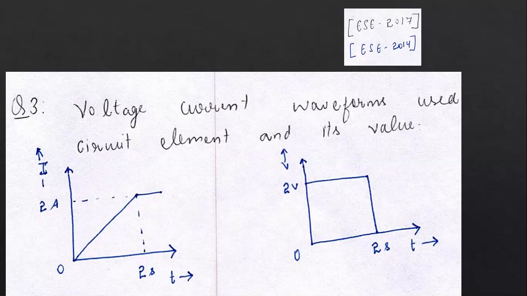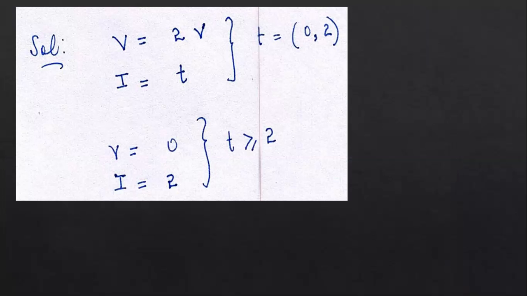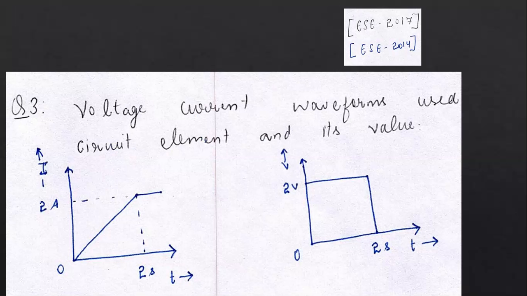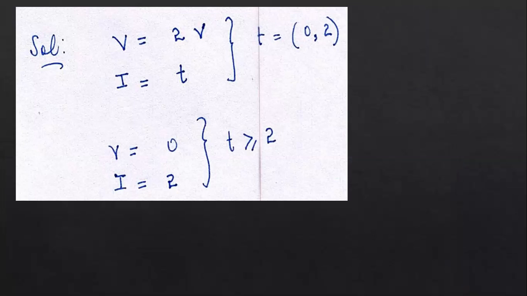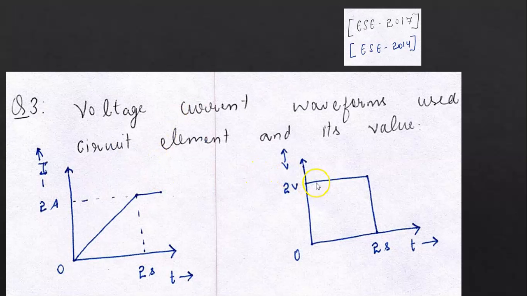This is the next numerical. Voltage and current waveforms are shown. We have to identify the circuit element and find its value. From the voltage and current waveforms we can write the equations. So the voltage waveform is V = 2 volts for the time 0 to 2 seconds, and beyond 2 seconds the voltage is 0. And similarly current i = t for 0 to 2 seconds, and beyond 2 seconds the current is constant at 2 ampere.